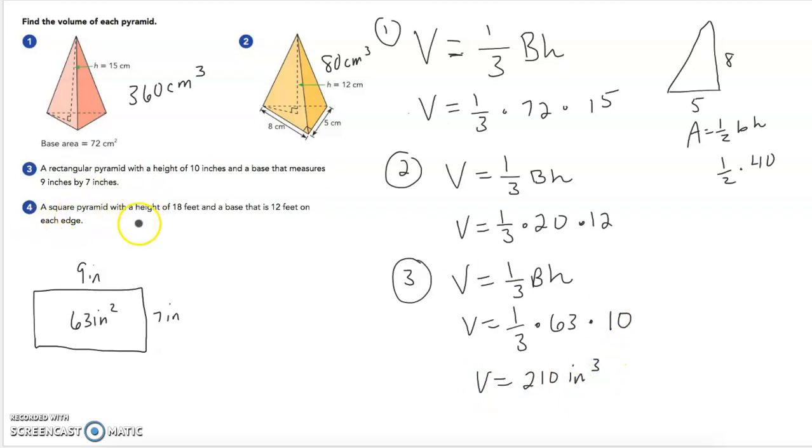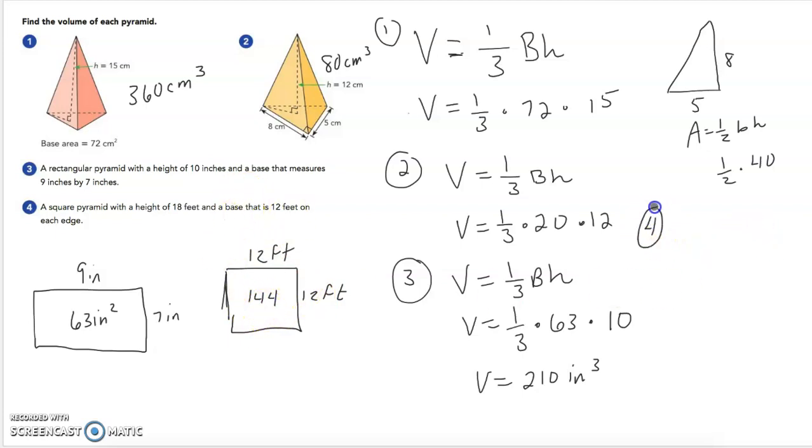And the last one is a square pyramid with a height of 18 feet and a base that is 12 feet on each side. So it's a square, so the square is the same all around. So it's 12 feet on each side. So that means that this is 12, that's 12. So 12 times 12 is 144. That makes the area of the base 144.